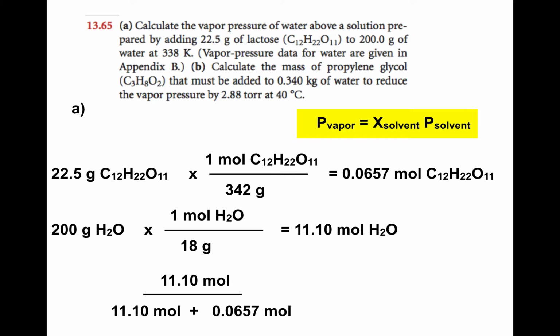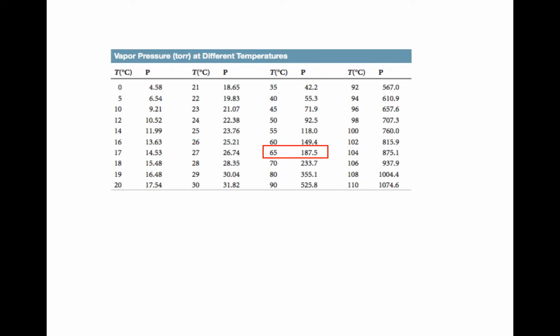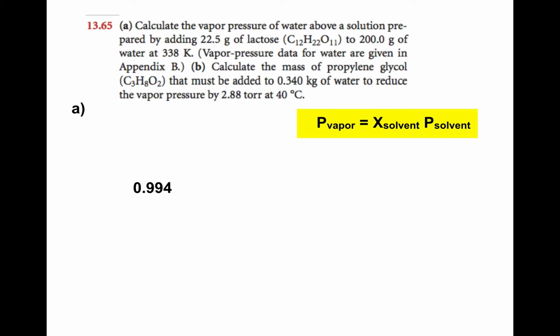All right, so most of this solution is the solvent, so I usually have very high mole fractions for the solvent. Okay, now I get the mole fraction of the solvent. I go to the table to get the pure vapor pressure of water at 65 degrees Celsius, which is the same as 338 Kelvin. And now I can multiply the mole fraction by the pure vapor pressure of the solvent and get what the adjusted vapor pressure is for the solution. So that's how this works.